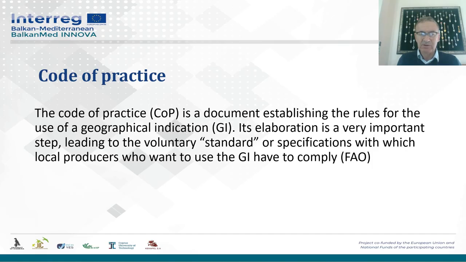One of the main tasks of the organization is to draft, approve and then, when it is necessary, to revise the Code of Practice. The Code of Practice is a document that establishes the rules for use of the geographic indication. Its elaboration is a very important step leading to a voluntary standard or specifications with which local producers who want to use the GI have to comply.